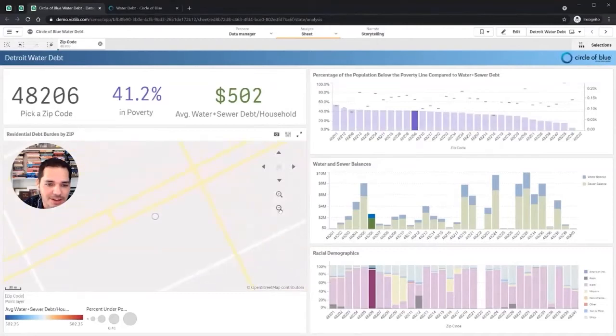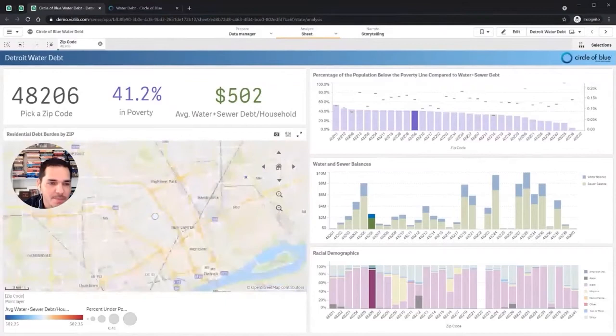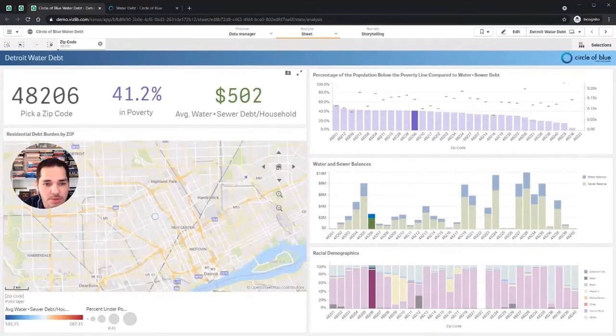We zoom in to the very center of her neighborhood here, and we see how many people are in poverty, what the average water bill is, sewer plus water per household. We see it's about $502. You can see the total balance for this entire community that was hand collected is like $1.8 million in sewer and $750,000 or so in water balance.